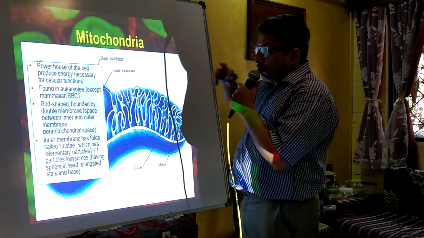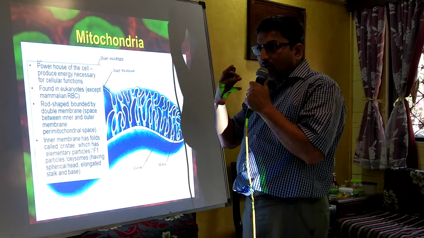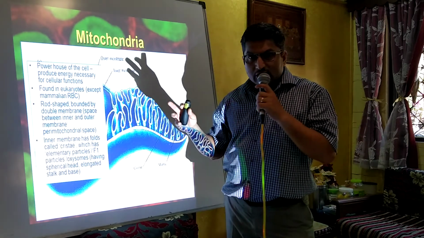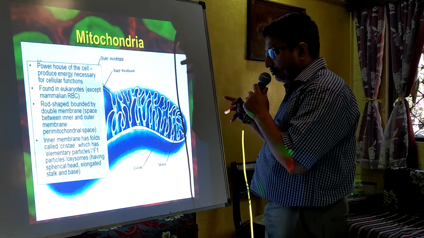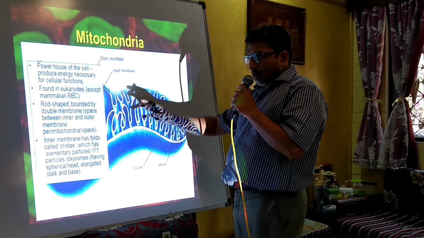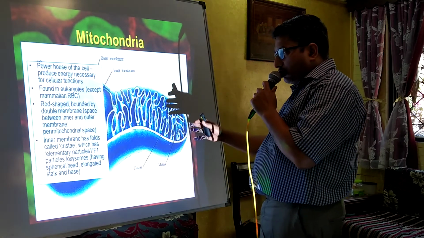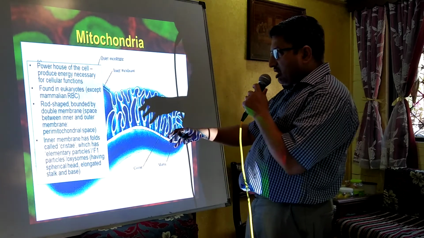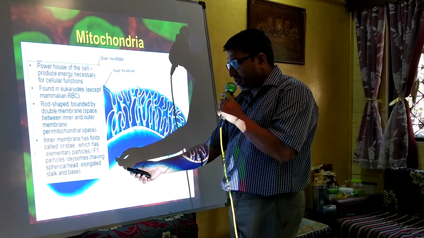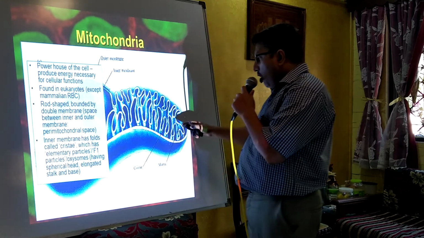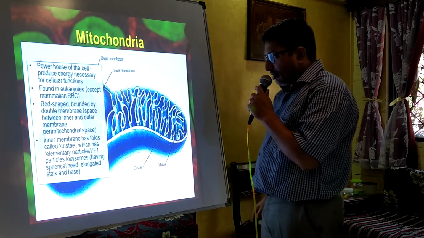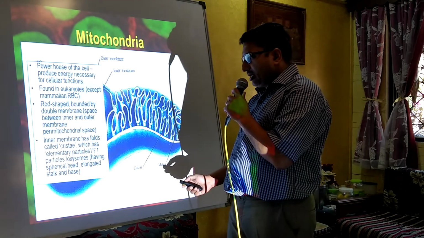It is found in a eukaryotic cell. If you remember, there were two types of cells, prokaryotic and eukaryotic. So it is present in the eukaryotic cell. It is rod-shaped, double membrane, inner as well as outer. The inner membrane has a number of finger-like pores called cristae, and small particles along the cristae like a badminton racket, which we call the F1 particles.